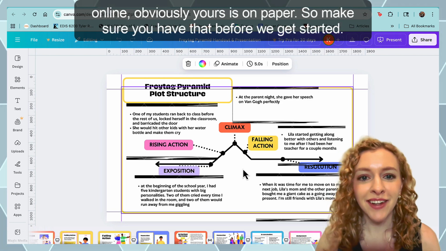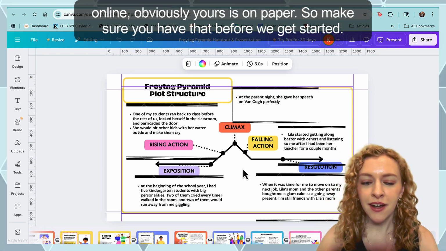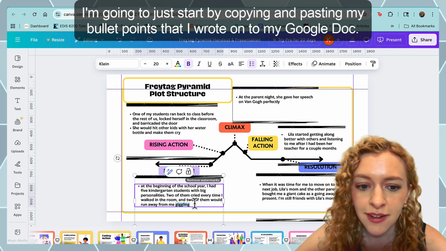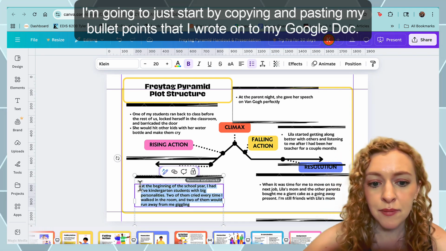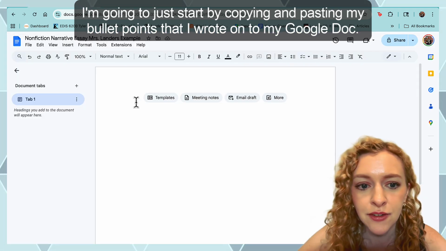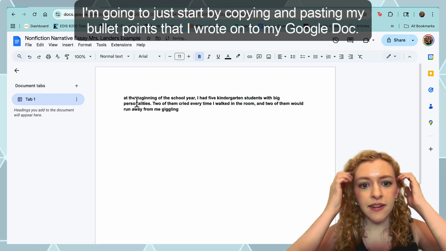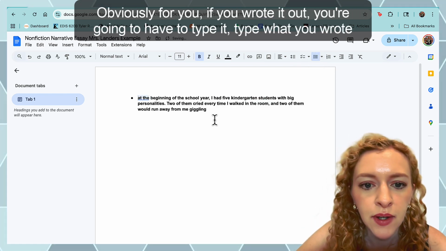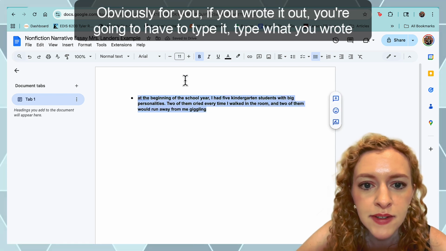And make sure you have your Freytag pyramid worksheet in front of you. I'm working on mine online. Obviously, yours is on paper. So make sure you have that before we get started. I am going to just start by copying and pasting my bullet points that I wrote onto my Google Doc. Obviously for you, if you wrote it out, you're going to have to type what you wrote.